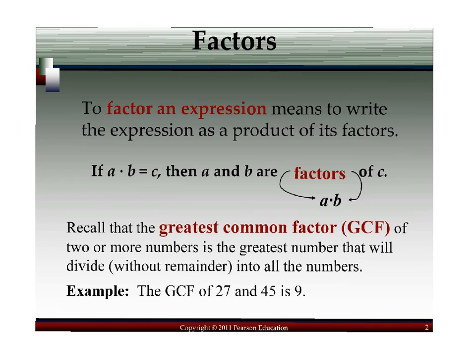Something else that we'll need to know is something called the greatest common factor. The greatest common factor of two or more numbers is the greatest number that will divide without remainder into all of the numbers. For example, the GCF, the greatest common factor, of 27 and 45 is 9. That's the biggest number that will divide into both of those numbers without a remainder.